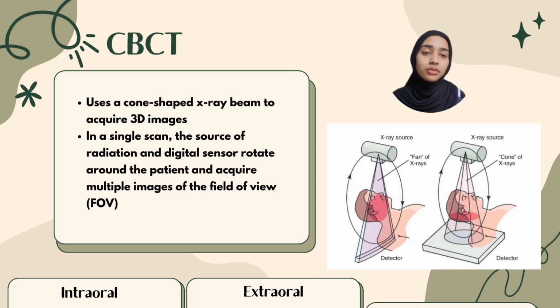Lastly, for the 3D imaging, we have the CBCT, which stands for Cone Beam Computed Tomography. As the name suggests, CBCT uses a cone-shaped beam. How does it acquire the image? In a single scan, the detector and the X-ray tube will rotate around the patient to acquire multiple images of the FOV or regions of interest selected beforehand.